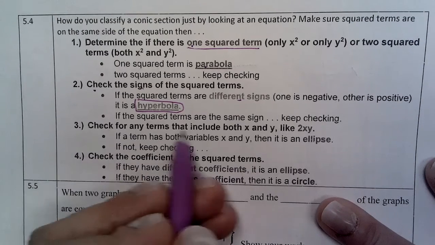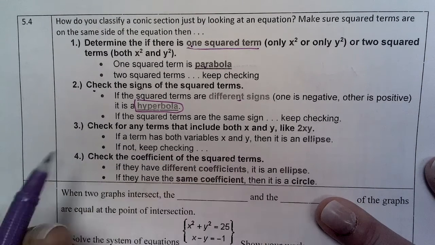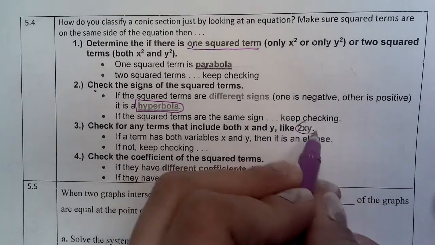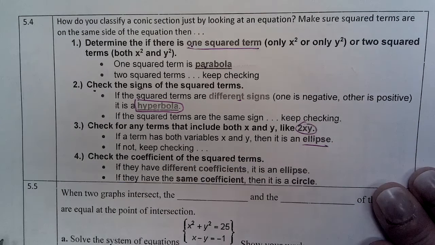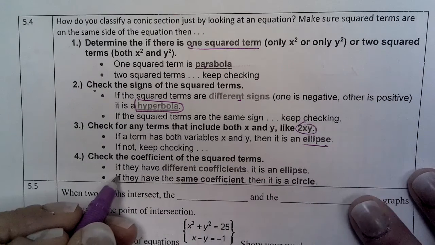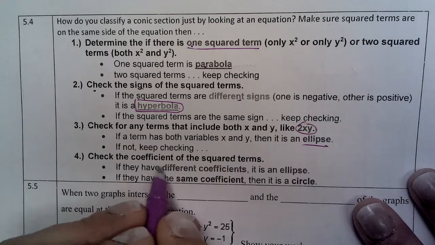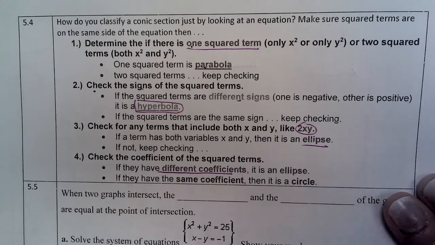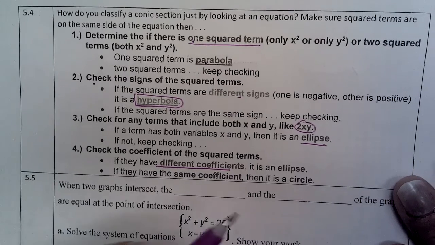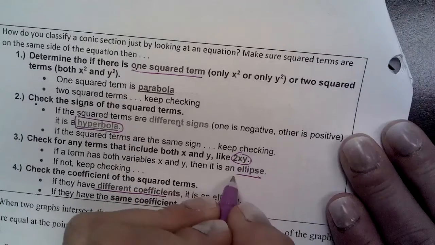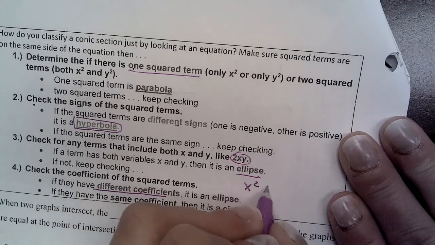Okay, so then we're going to check for any terms that include both x and y, like a 2xy. If it has both terms, it's an ellipse. Otherwise, we need to keep looking. If the squared terms have different coefficients, then it's an ellipse. Otherwise, it's a circle. So what's going to happen here is a lot of times you're going to see something like this.